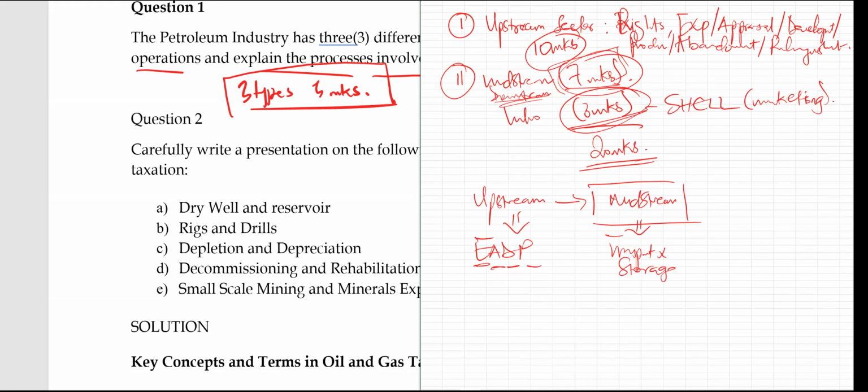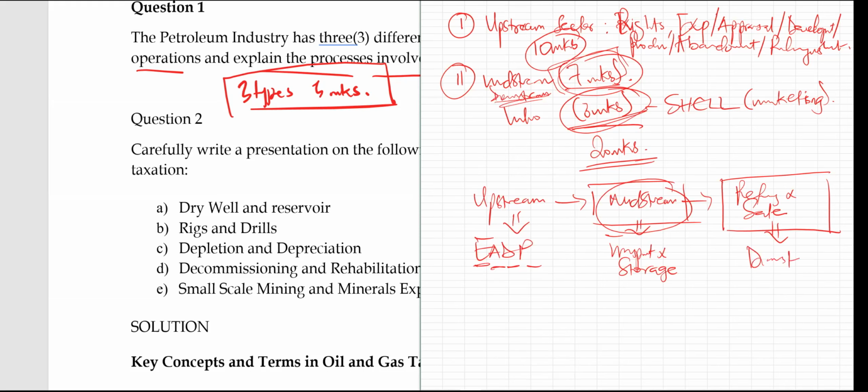Pipeline. Laying pipe of stacks, vehicles, tankers, and the rest, right? Then from there, they come and refine them and sell. So refinery and sale. It depends on how you look at it. Sometimes you put refinery here. It doesn't really matter. So refinery and sale or marketing is downstream.